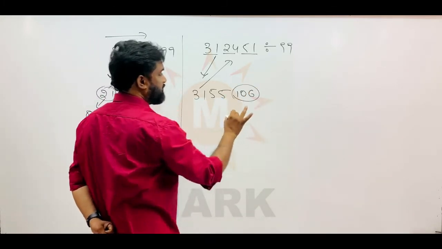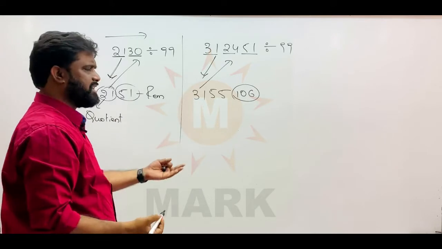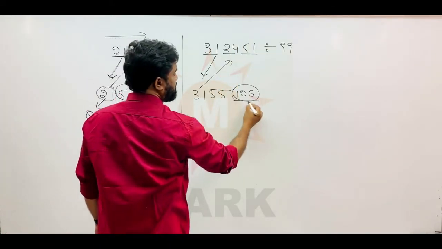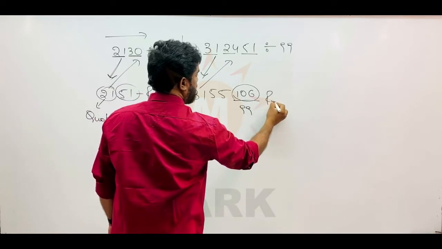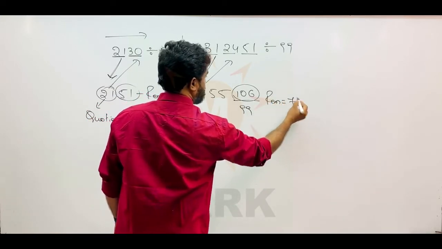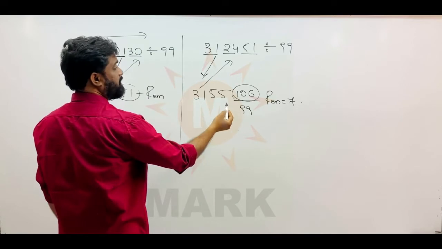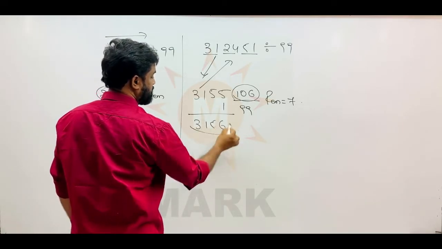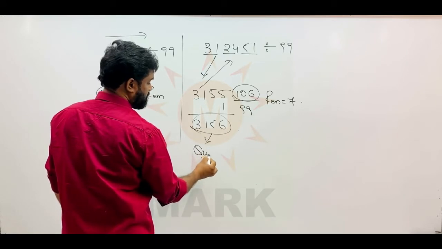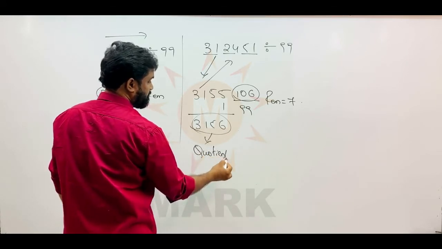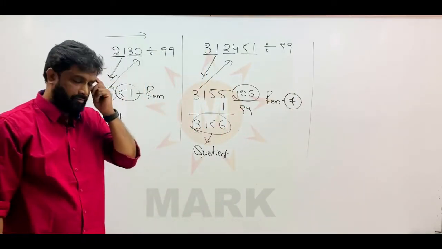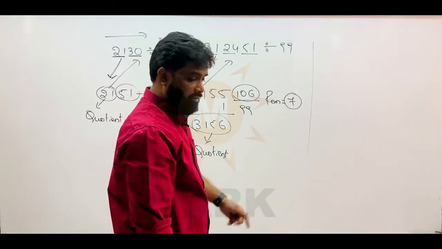So 106 cannot be the remainder. Same case, 106 cannot be the remainder because it is more than 99. So I am dividing this number with 99. So remainder will be 7. How many times is it going? One time. So the quotient is 3156. So quotient is 3156 and remainder is 7. Okay, now we are going for one more number.